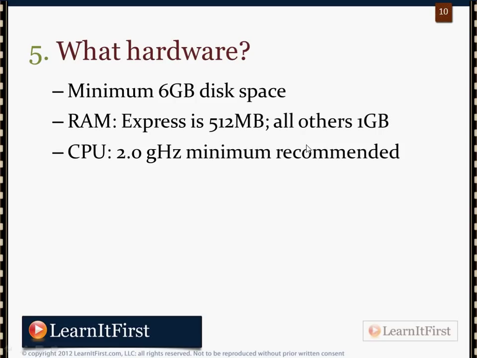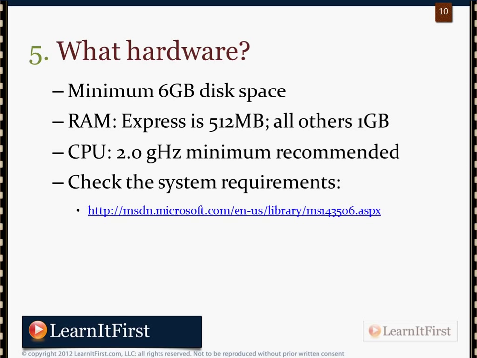CPU, they have some other lists like, I think it's 1.0 gigahertz for single core CPUs and 1.4 for dual core, I think, or multi-core. But the 2.0 gigahertz would be what they have actually listed in their spec sheet as the minimum recommended. Okay, so again, this is the exact link that was in the previous page. It also has the hardware requirements.